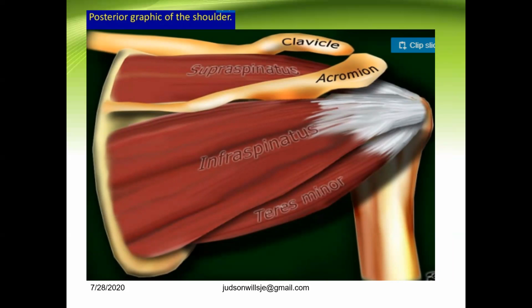Rotator cuff muscles and tendons act to stabilize the shoulder joint during movements. That's the main function of those muscles. Without the rotator cuff, the humeral head would rise up partially out of the glenoid fossa. The basic function of the rotator cuff muscles and tendons is to stabilize the shoulder joint during movement.